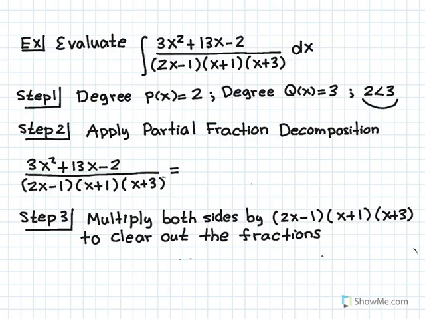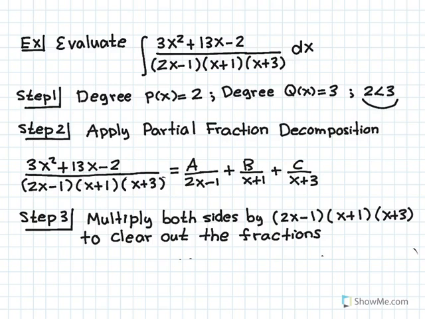So we have (3x² + 13x − 2) divided by (2x − 1)(x + 1)(x + 3). We will apply partial fraction decomposition, and we will have a coefficient divided by the linear factor. So we have A divided by (2x − 1). For every linear factor, we're going to have a term. The first term is A over (2x − 1) plus B divided by (x + 1) plus C divided by (x + 3).